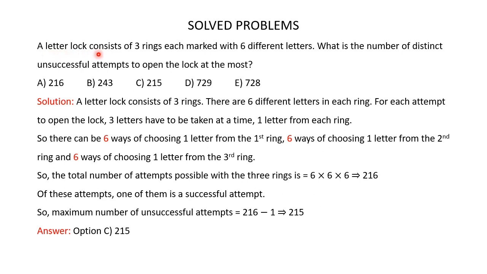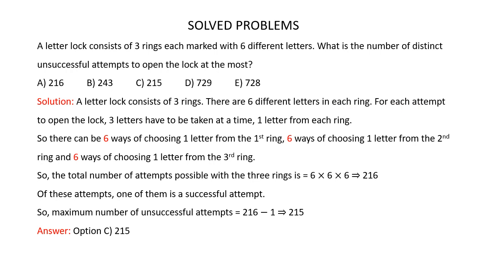A letter lock consists of 3 rings, each marked with 6 different letters. What is the number of distinct unsuccessful attempts to open the lock at the most? Here you are given 5 options and you have to find out which of these options is the correct one. Now it's given that a letter lock consists of 3 rings. There are 6 different letters in each ring.